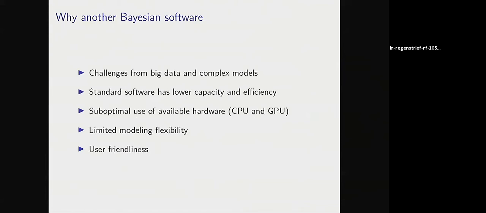So why another Bayesian software package? There's already a lot of Bayesian software packages available. What's the need for a new software package? Well, for one, big data, large data sets, lots of variables, the desire to extract as much information as possible to help people's lives and improve people's health. And standard Bayesian software was just not designed to handle the volume of data that we have today.